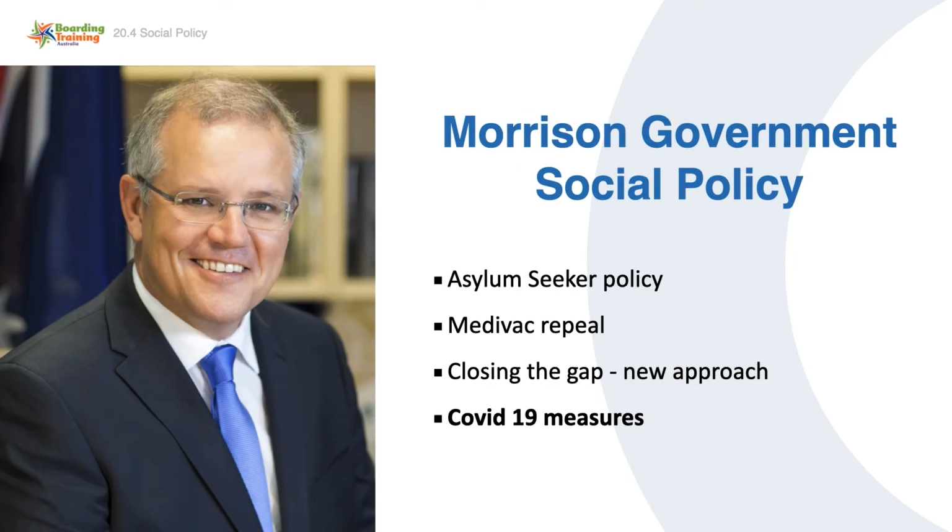And then we come to the Morrison government social policy. The strong views on asylum seeker policy are quite well known, and this government were involved in the Medivac repeal late last year. More recently, Scott Morrison has announced a new approach to closing the gap between Indigenous and non-Indigenous Australians, but all of the social policy has been overshadowed by COVID-19 measures, and these measures are social policies, social actions to support Australians during the restrictions and the shutdowns because of the coronavirus.